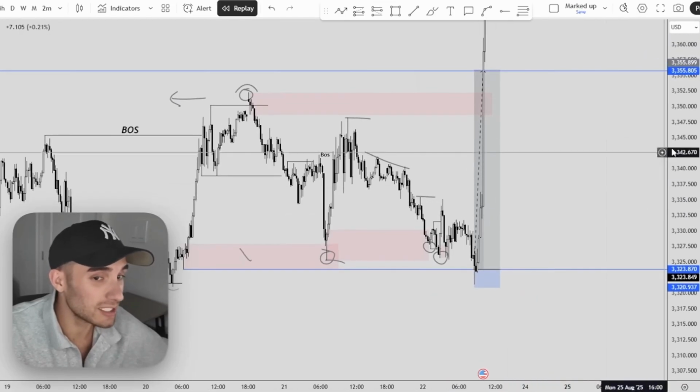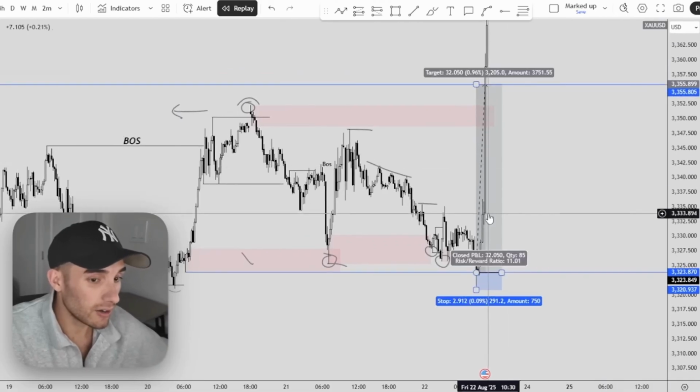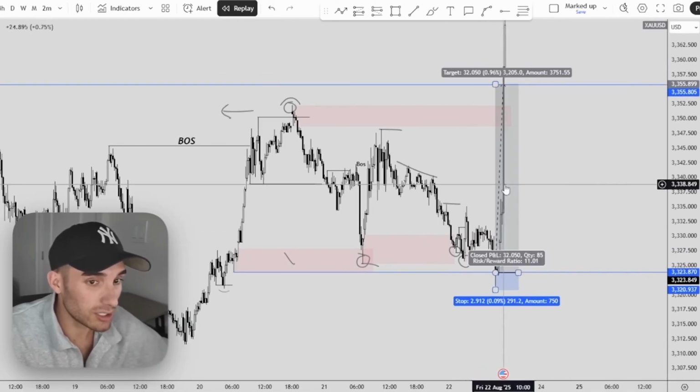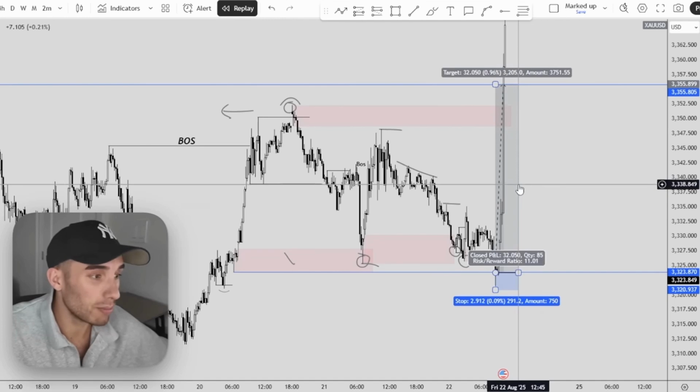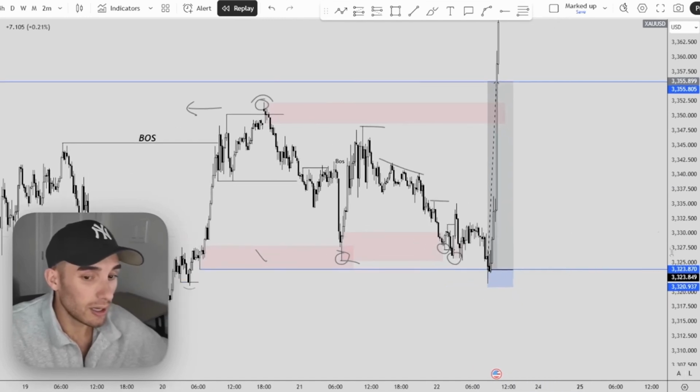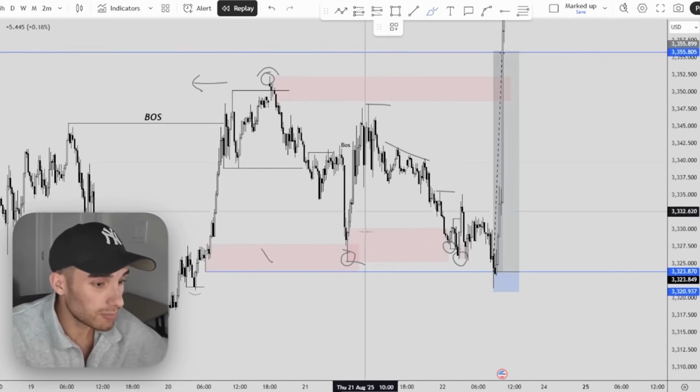I believe this is when Powell was speaking, and that's why the volume kicked in so much. This ended up being over a 300 pip move on gold. But yeah, just a quick summary of what's been going on here.